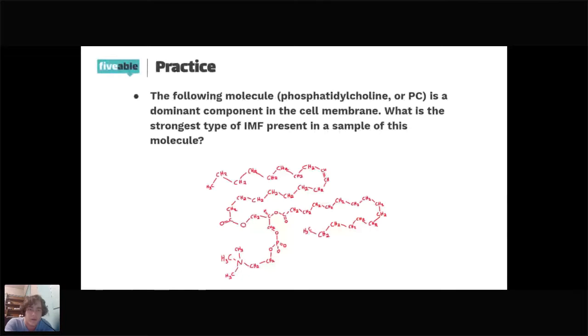So the following molecule, phosphatidylcholine, or PC, is a dominant component in the cell membrane. What is the strongest type of IMF present in a sample of this molecule? So go ahead and look at that. When you see a CH2, that means a C, but there's 2 hydrogens coming off of the carbon. I just didn't want to draw that hydrogen. So what do you guys think the strongest type of IMF present in the molecule is?